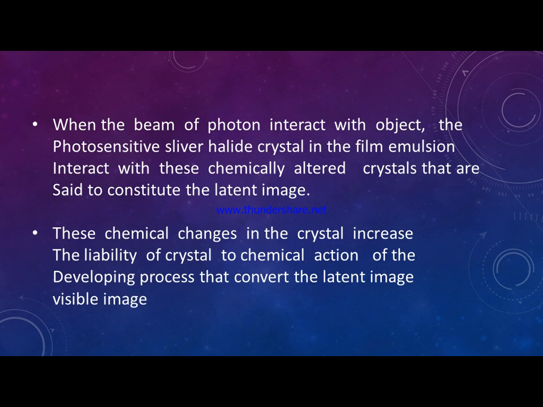When the beam of photons interacts with an object, the photosensitive silver halide crystals in the film emulsion interact with it. These chemically altered crystals are said to constitute the latent image. These chemical changes in the crystal increase the liability of the crystal to the chemical action of the developing process that converts the latent image into a visual image.